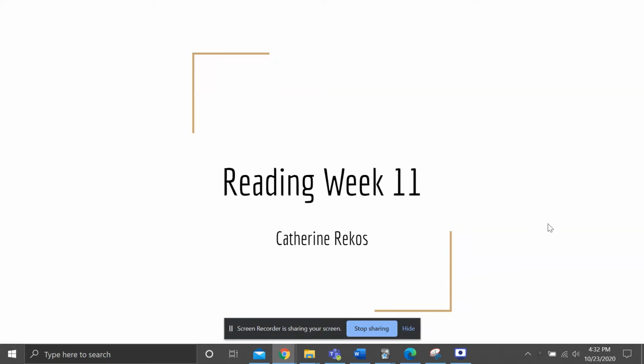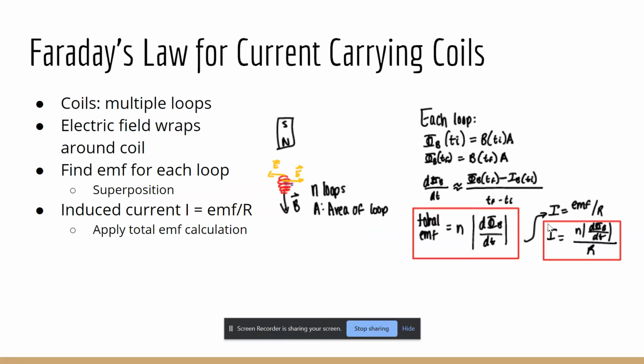This is reading week 11 for Physics 2212. The first thing we learned about this week was how Faraday's law can be used for current carrying coils.